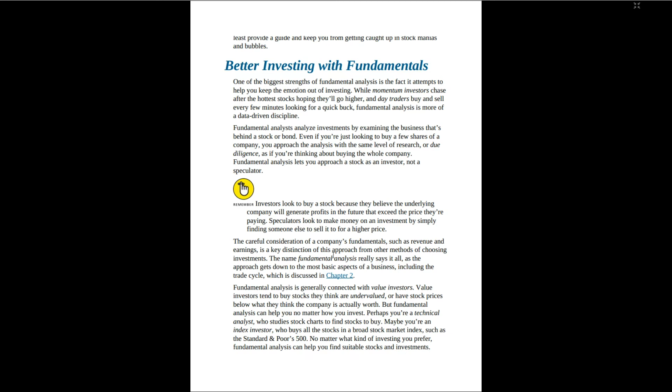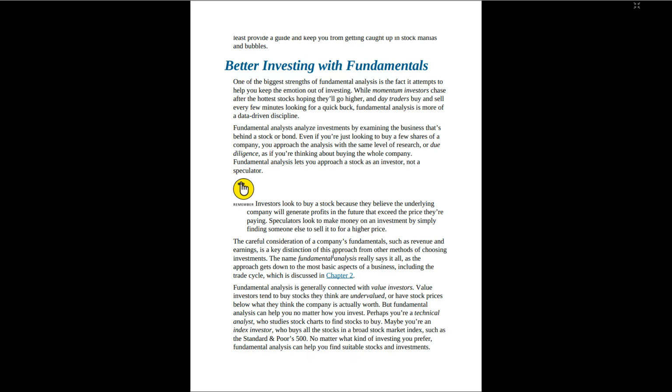Remember, an investor looks to buy a stock because they believe the underlying company will generate profit in the future that exceeds the price they are paying. Speculators look to make money on an investment by simply finding someone else to buy it for a higher price.